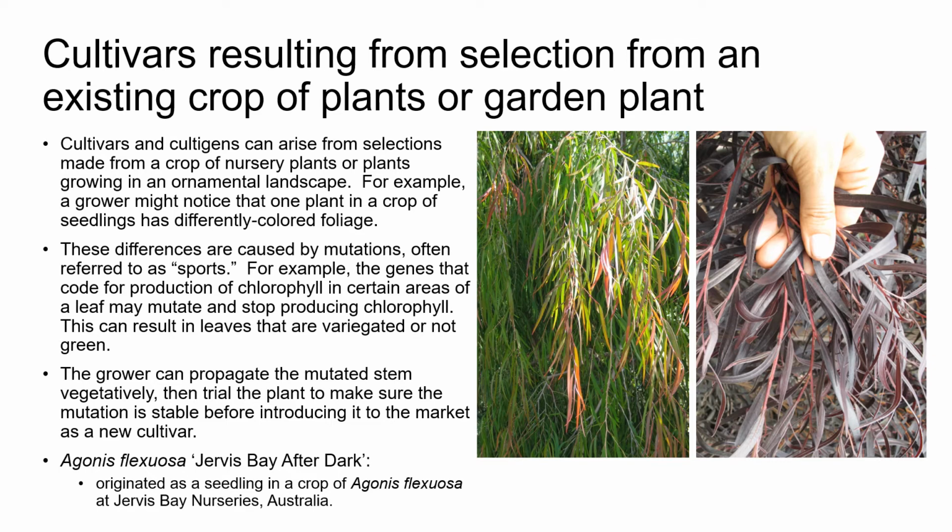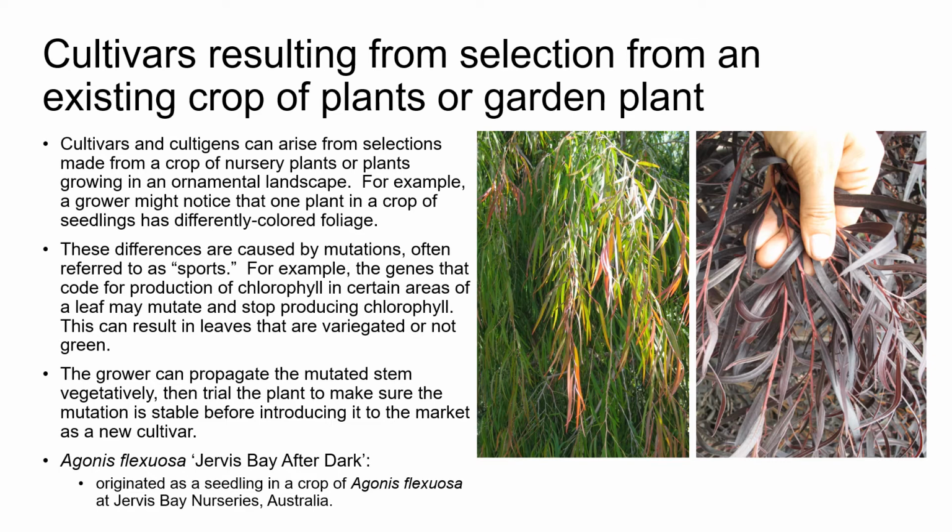The grower, once he or she or they have noticed the mutation, can propagate the mutated stem vegetatively, then trial the plant to make sure the mutation is stable. If the plant performs well, it's given a new cultivar name and then introduced to the nursery trade as a new cultivar. Let's look at 3 examples of this. Firstly, Agonis flexuosa 'Jervis Bay After Dark', which is pictured here on the far right.